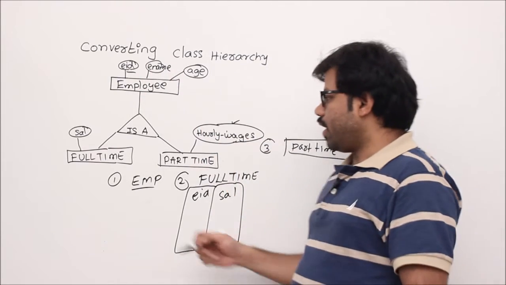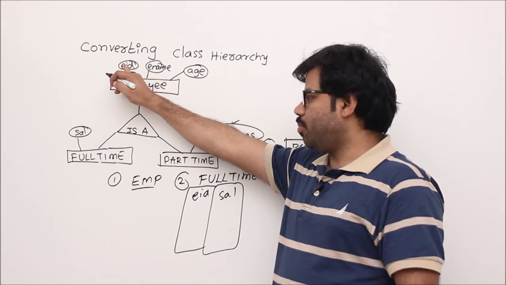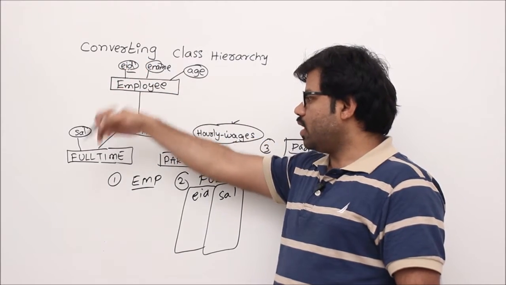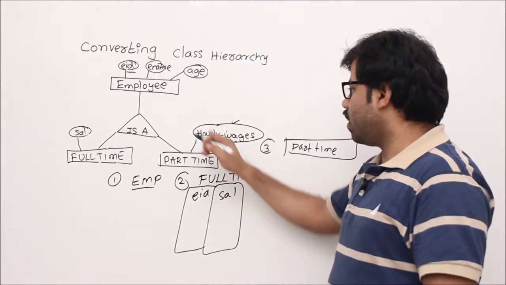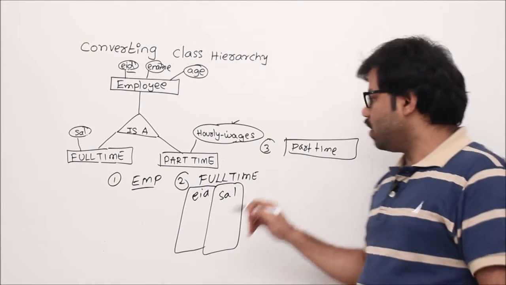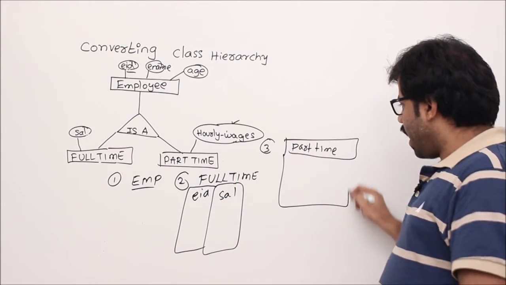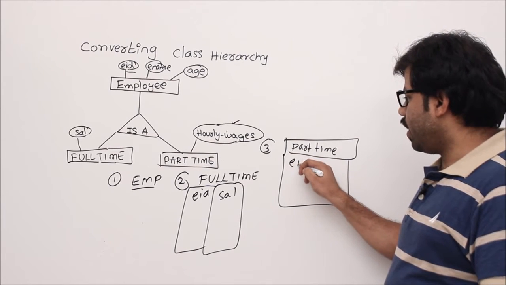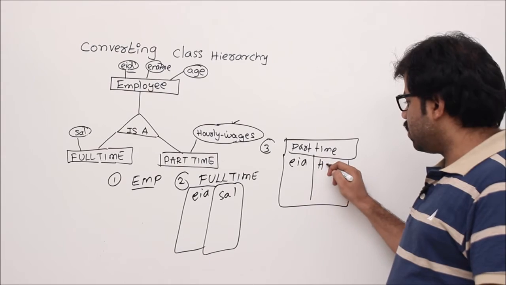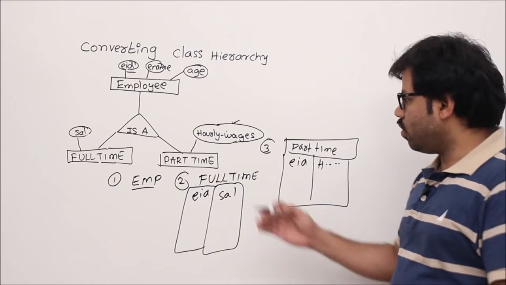That means finally this table should contain employee ID, the primary key field of the superclass, along with these special attributes. Similarly here also, employee ID comma hourly wages are the table attributes. Part-time is the table name and the attributes are employee ID comma hourly wages. That's it. So three tables.